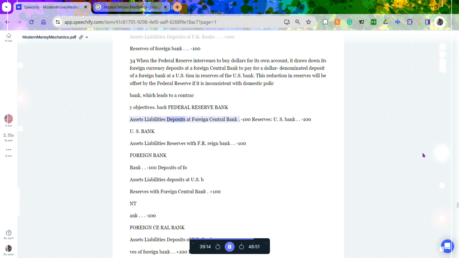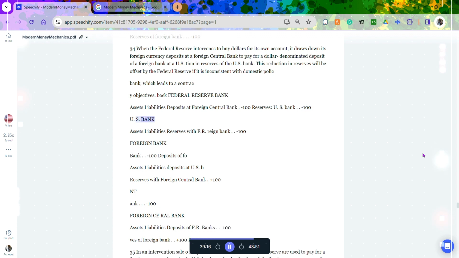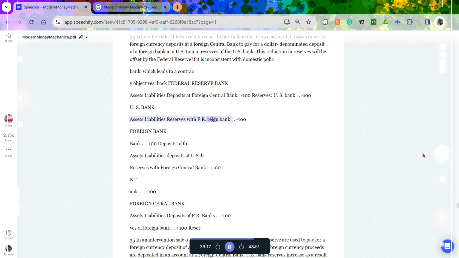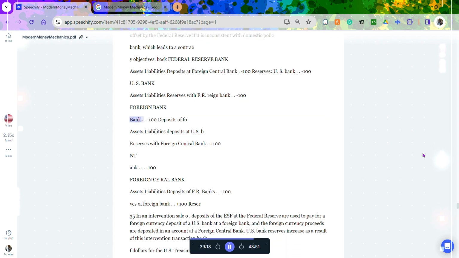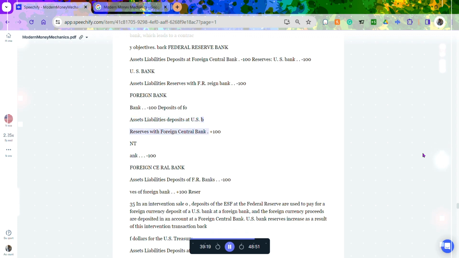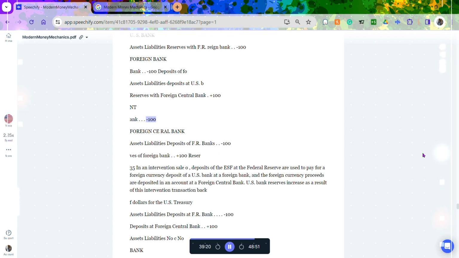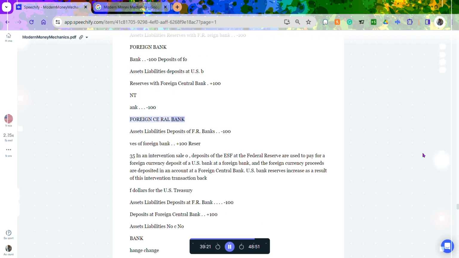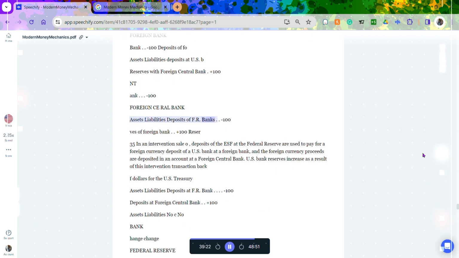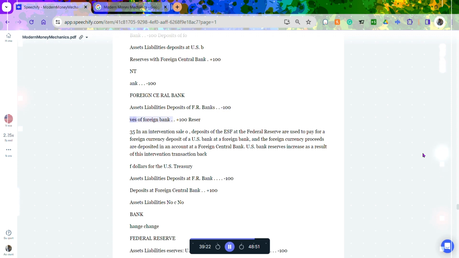Federal Reserve Bank. Assets: deposits at foreign central bank, minus 100. Liabilities: reserves, U.S. bank, minus 100. U.S. bank. Assets: reserves with F.R. banks, minus 100. Liabilities: deposits of foreign bank, minus 100. Foreign bank. Assets: deposits at U.S. bank, minus 100; reserves with foreign central bank, plus 100. Foreign central bank. Liabilities: deposits of F.R. banks, minus 100; reserves of foreign bank, plus 100.